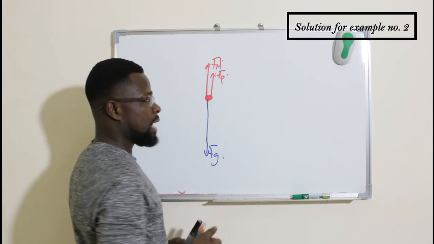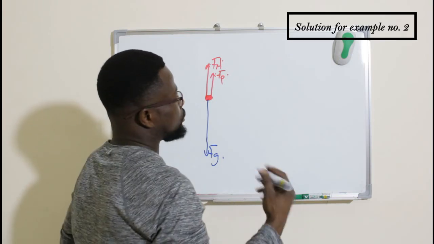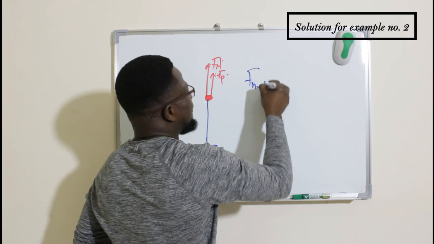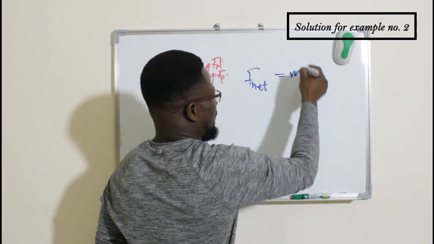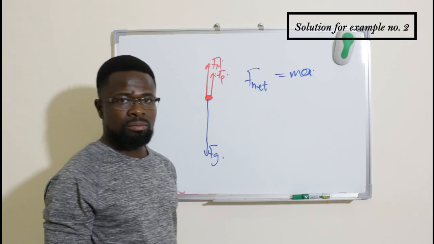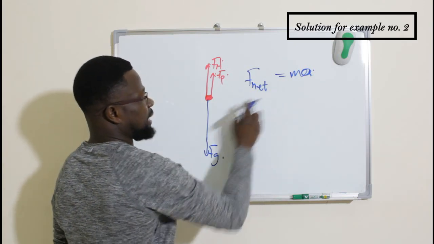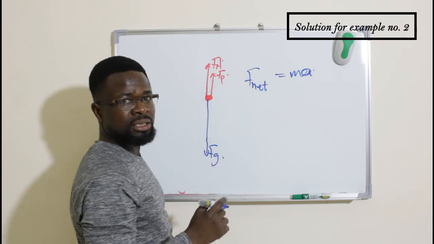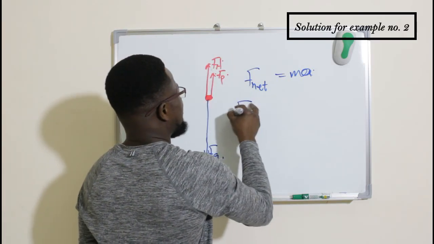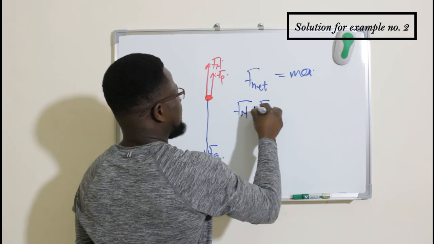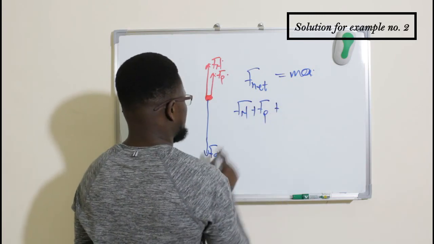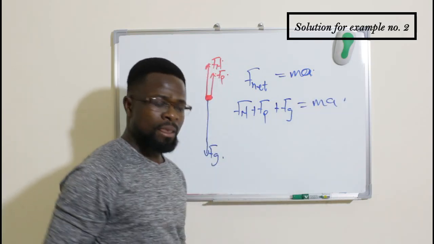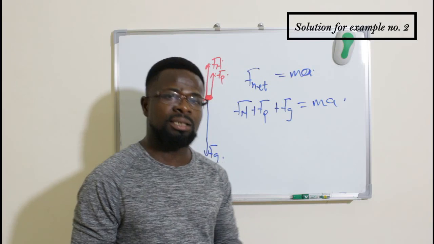So let's try and now solve the problem. To solve this problem, we can simply look at it as F net is equal to ma, Newton's second law. And what is the F net? It is the sum of forces. How many forces? 1, 2, 3 forces. So what are they? They are Fn plus Fp plus Fg, and that is equal to ma.